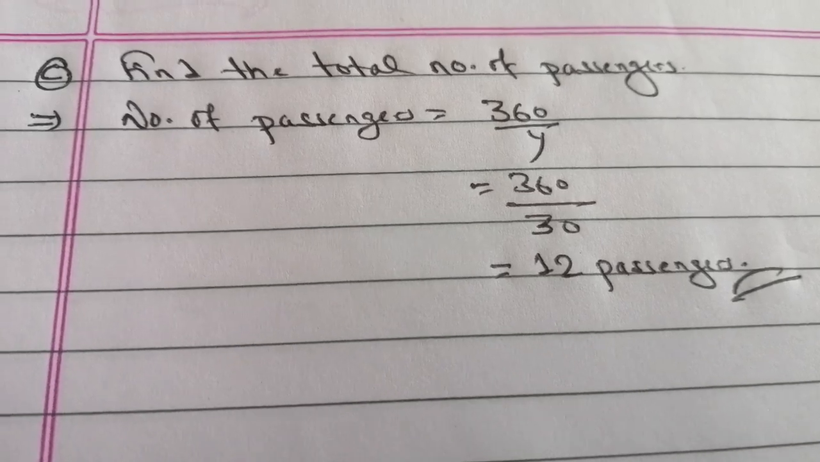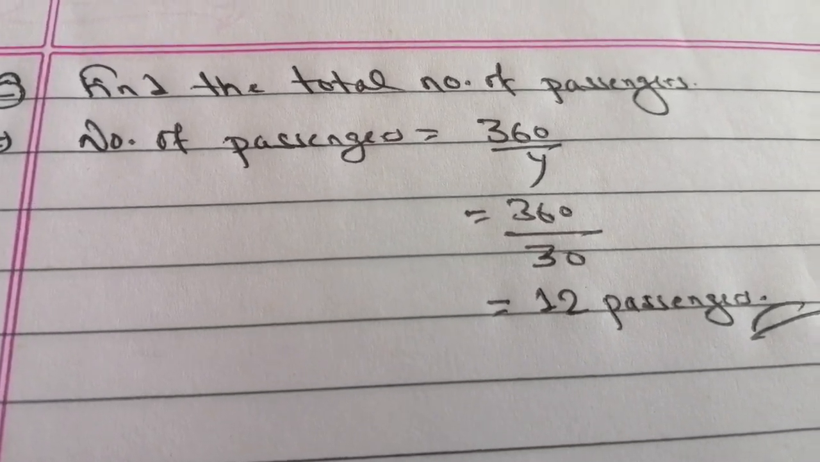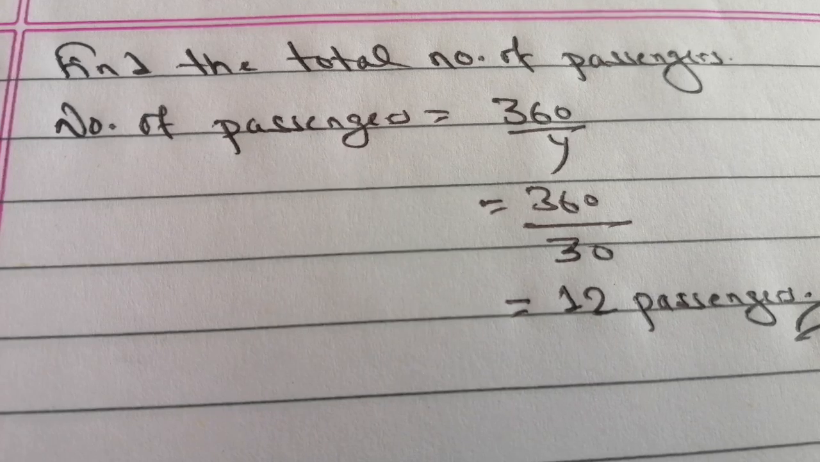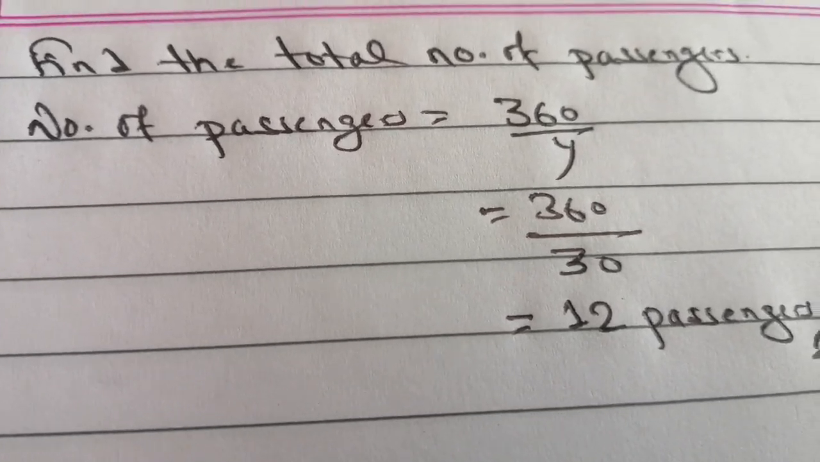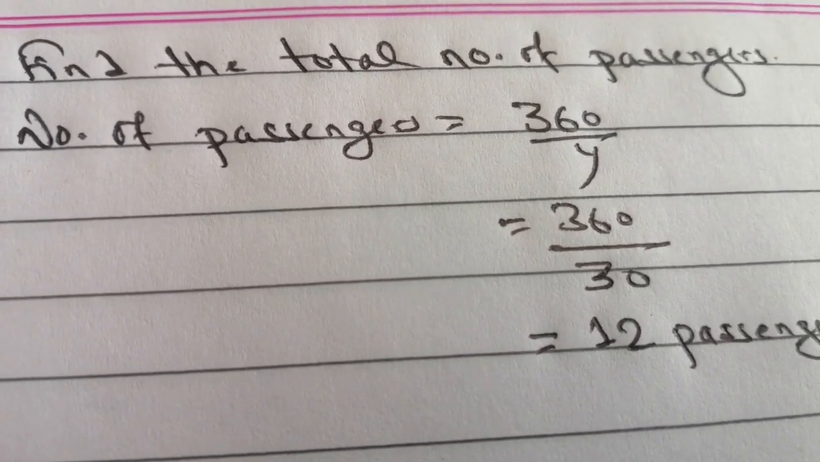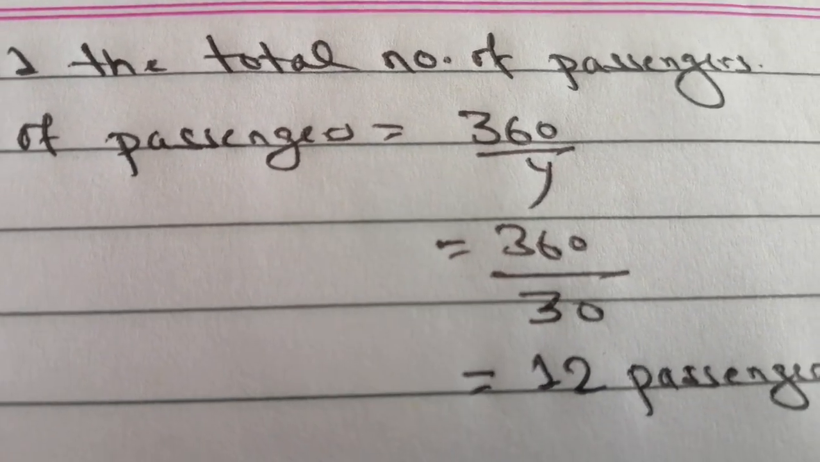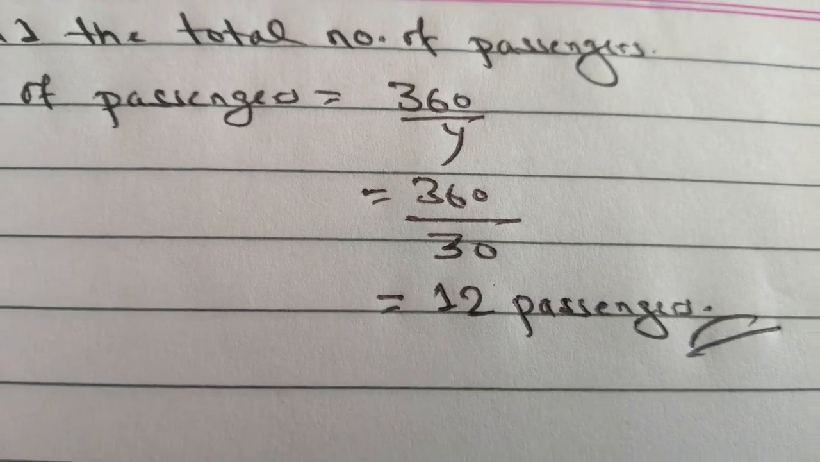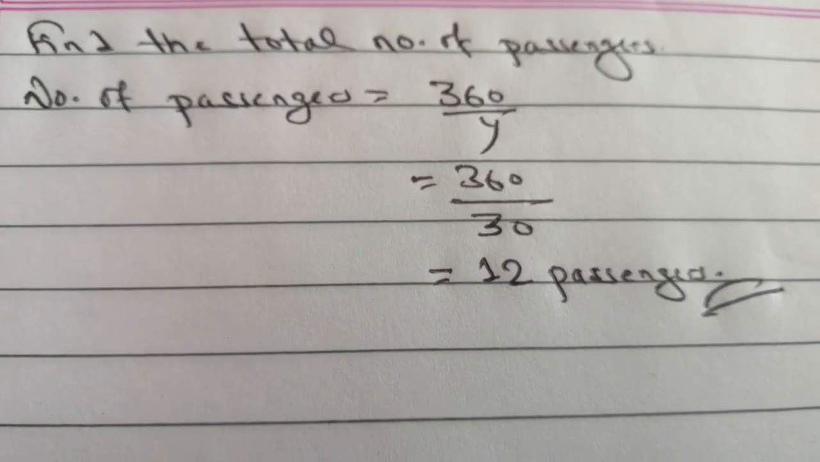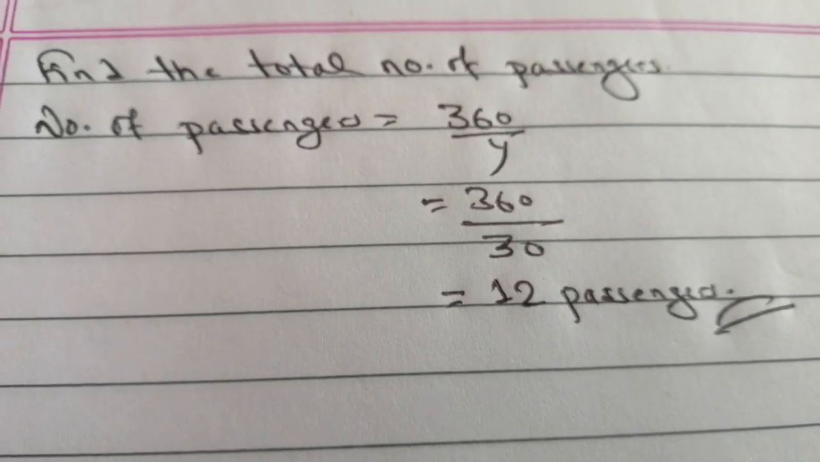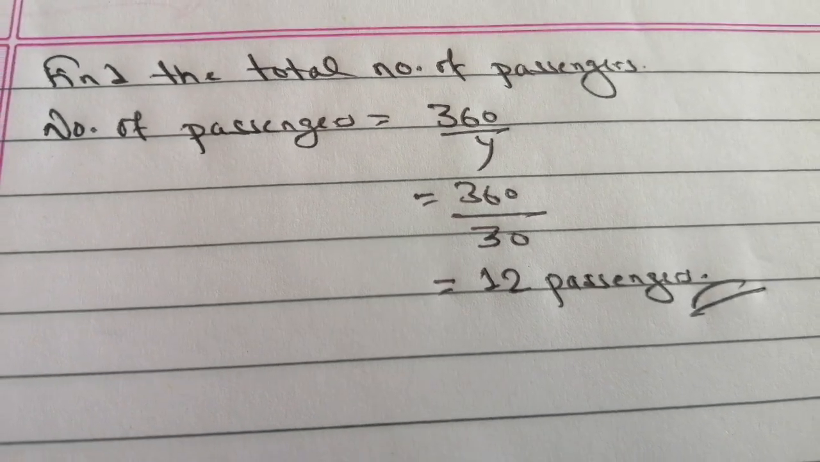Similarly, the last question is, find the total number of passengers. As the number of passengers we have supposed as x, and in the first equation there is x equals to 360 by y. So the value of y we just got is 30. 360 by 30 is 12 passengers. Altogether there are 12 passengers. In this way this problem can be solved.